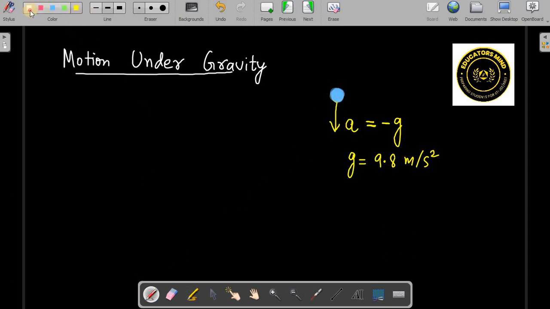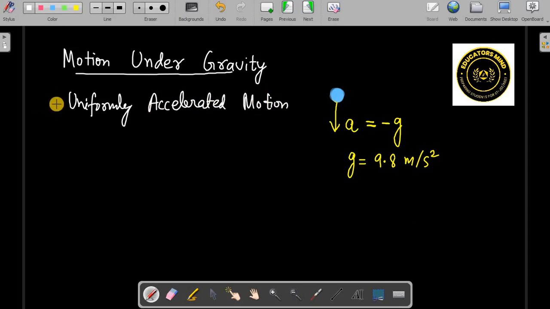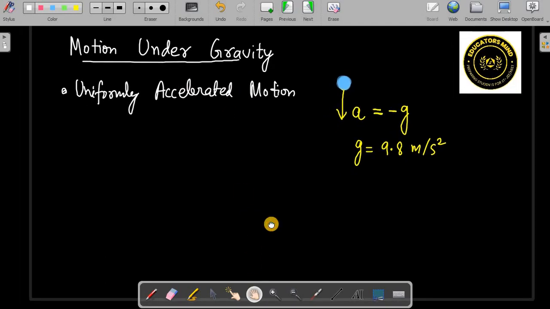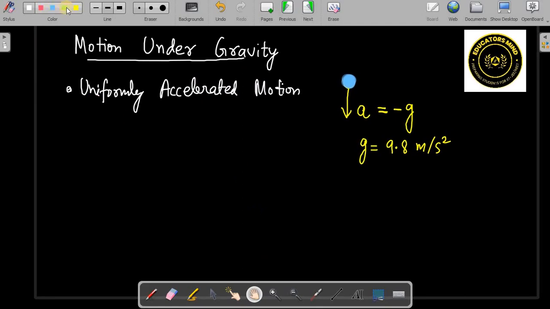Now let us understand what we are going to do. This is a uniformly accelerated motion. So all the equations of uniformly accelerated motion we can apply, but now we are going to see some case studies so we can remember those formulas. Let's take the first case, case 1.